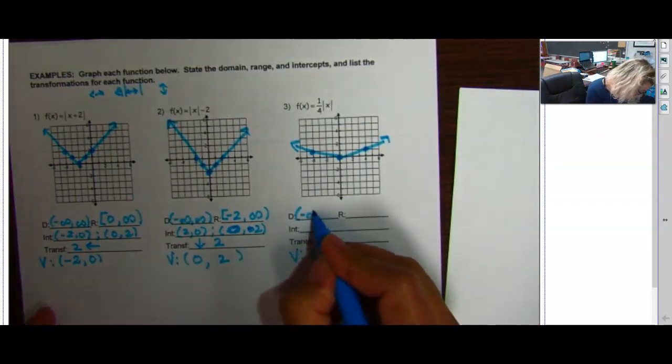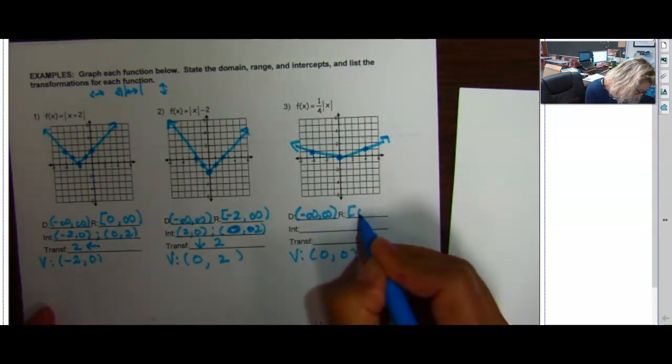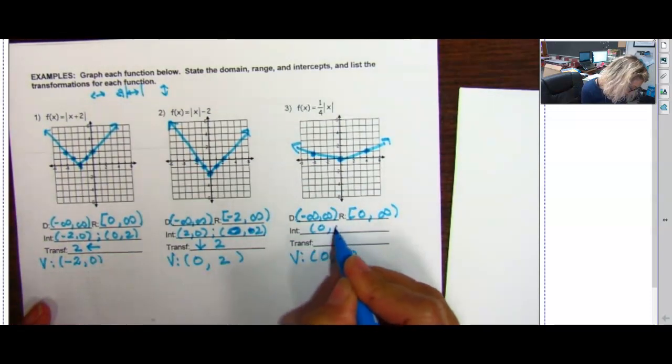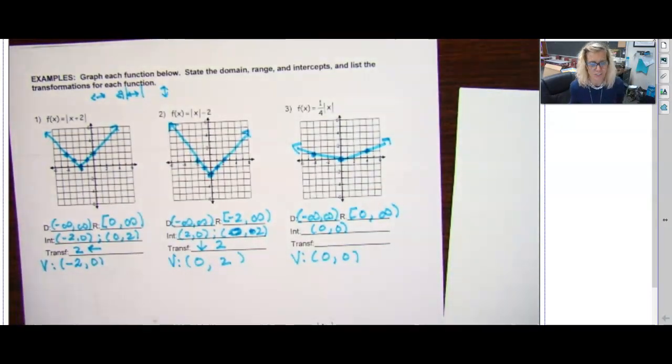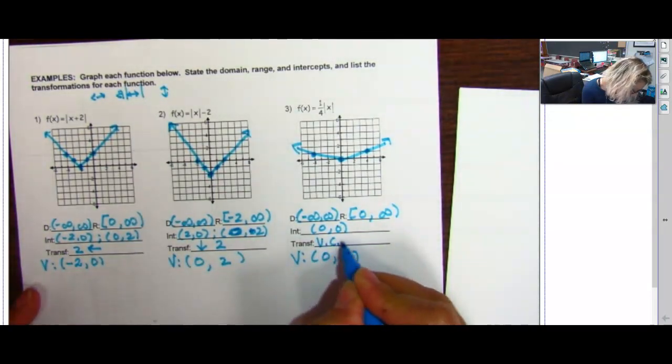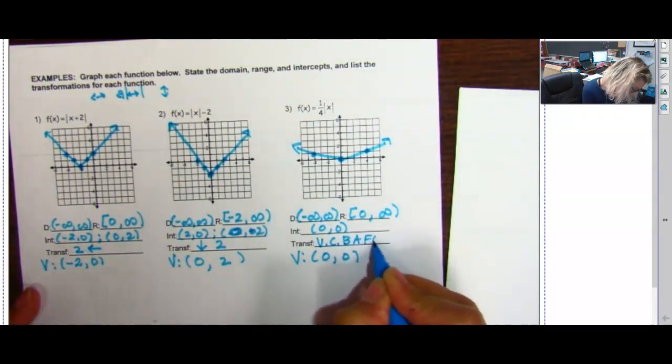So your domain, negative to positive infinity. Your range is from 0 to infinity. And your x and y intercept are the same exact thing because it's the origin. And then the only thing we have is a vertical compression by a factor of a fourth.